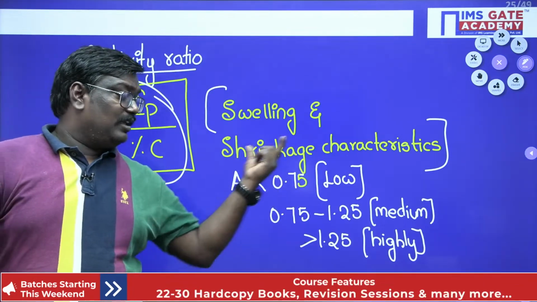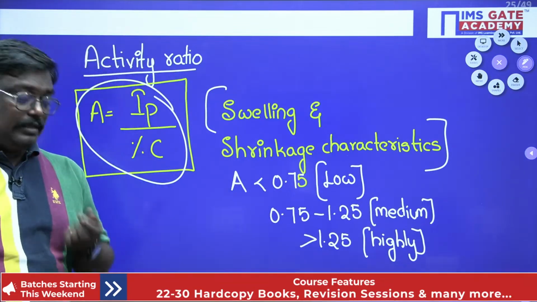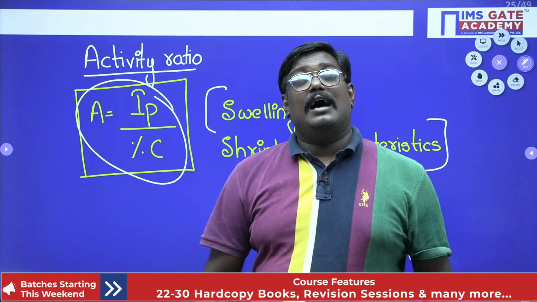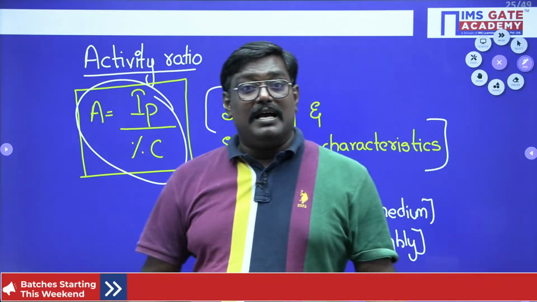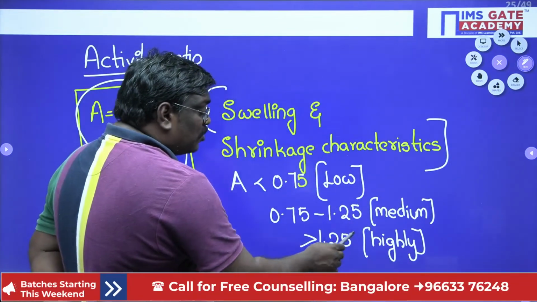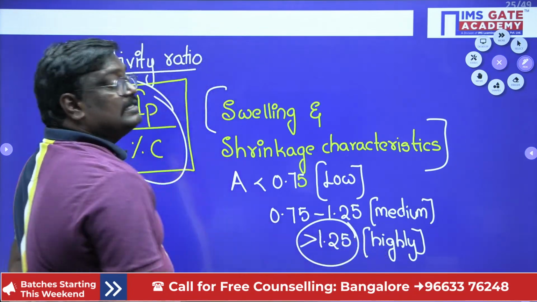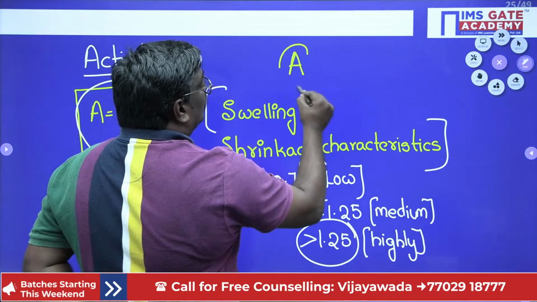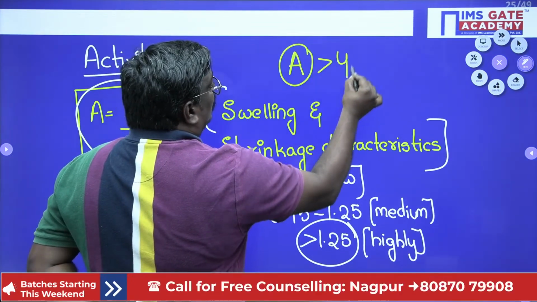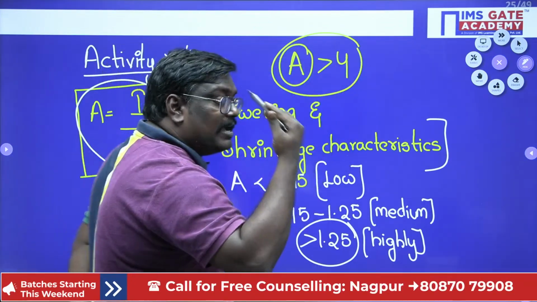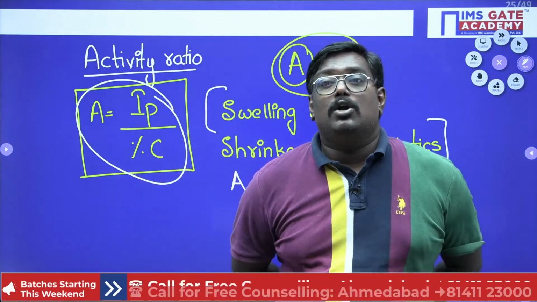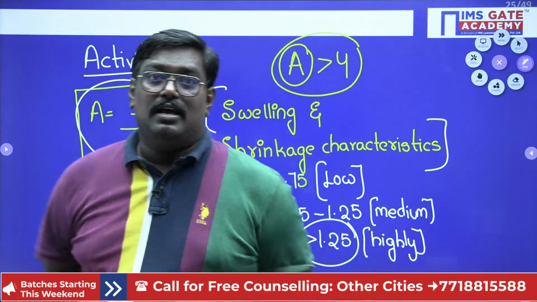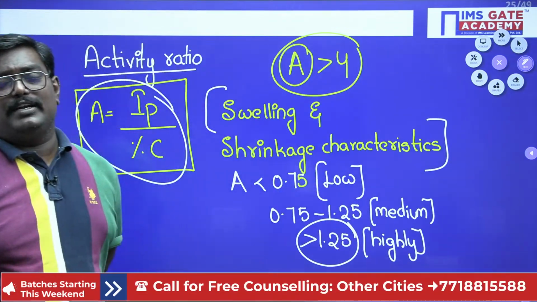If you see, these are the values of activity. Now I would like to tell you why montmorillonite has the highest swelling and shrinkage. If the A value is more than 1.25, it is already highly active. The activity ratio for montmorillonite is almost greater than 4. That is the reason montmorillonite has the highest swelling and shrinkage. I hope you are clear with the activity ratio.